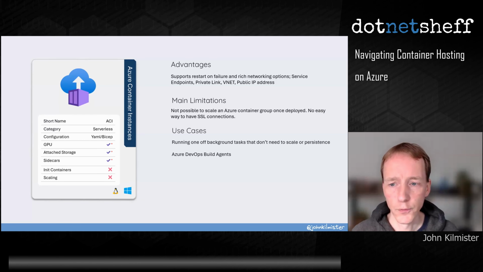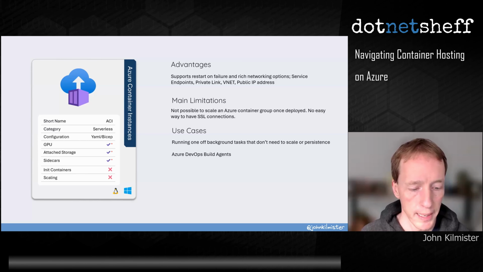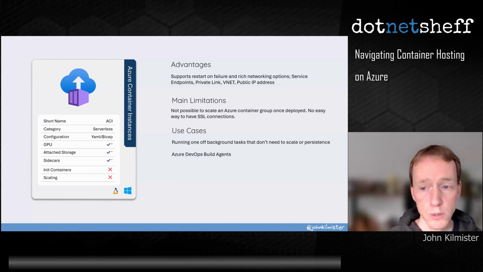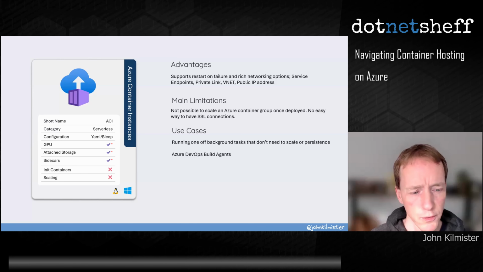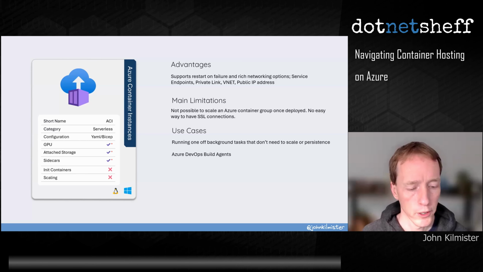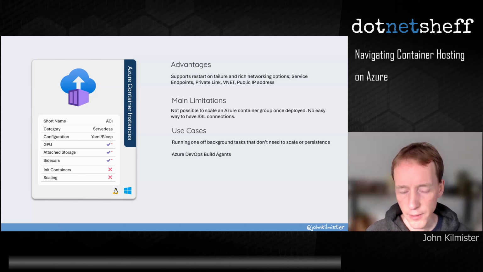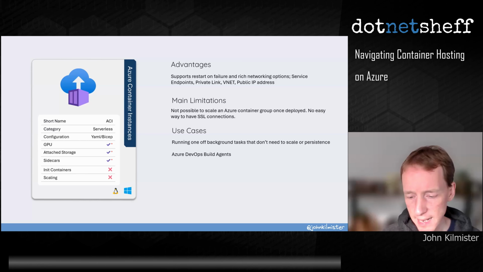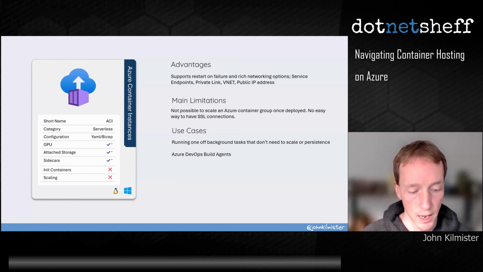So what is it good for? Well, it's quite good for running one-off background tasks. So you run a container with a job in it, it executes, and then it terminates. It's also quite good for hosting Azure DevOps build agents, which follow a similar pattern. So you deploy your Azure DevOps build agent into ACI, it executes, and then once it's executed, it will kill the container, and the container will auto restart, and you'll get a completely fresh build agent.